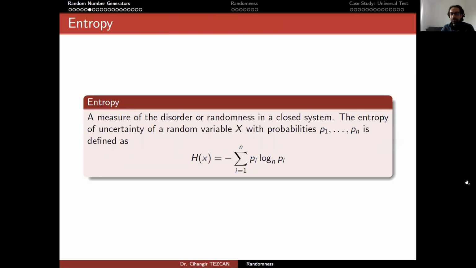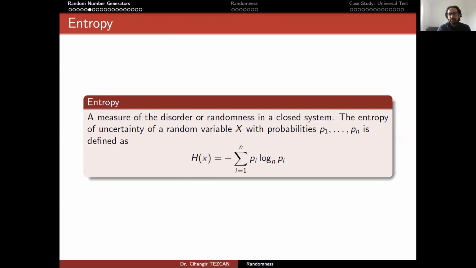So in order to talk about randomness, we have to talk about entropy. A measure of the disorder or randomness in a closed system is called entropy. The entropy or uncertainty of a random variable X with probabilities p1 to pn is defined as H(X), which is the summation of the probabilities multiplied by their logarithms, all summed up with a minus sign at the beginning. Of course, there can be different definitions for entropy, and I think this is referred to as Shannon entropy.